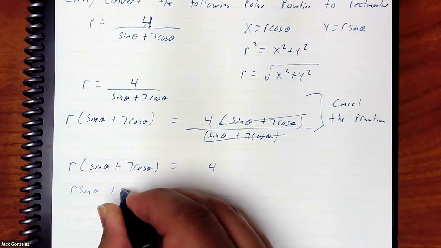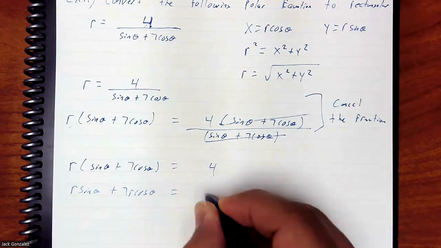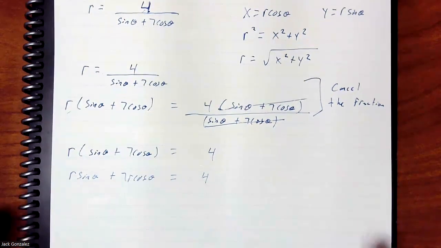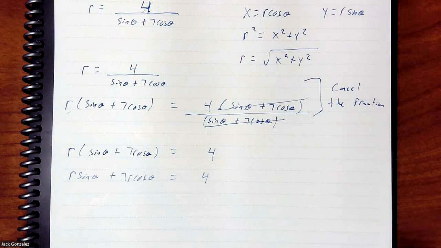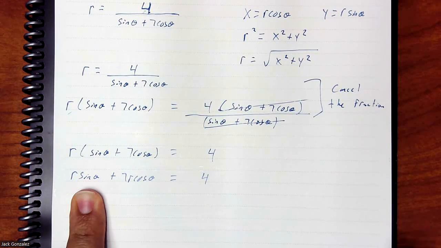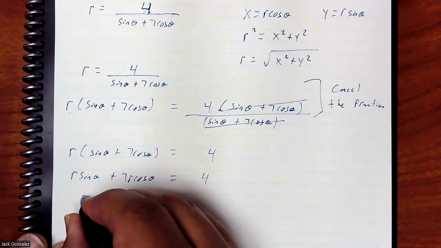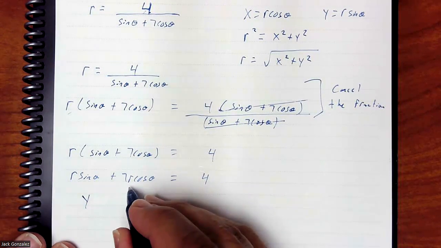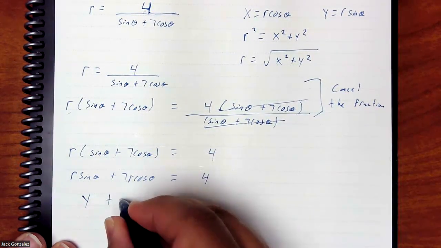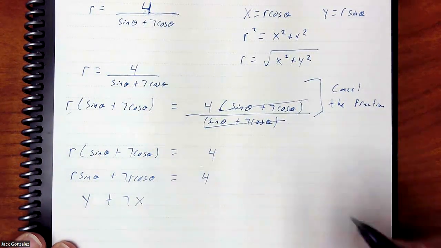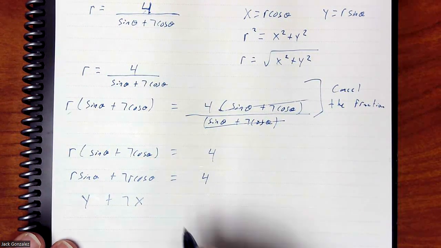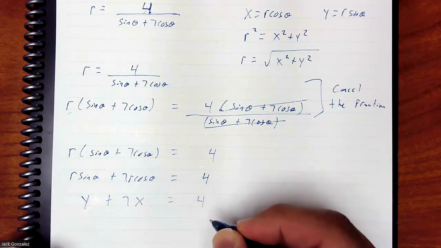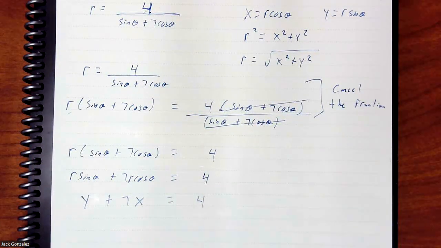So at this point, just distribute. Do you see now that we can convert, right? What is R sine? Yeah, we're pretty much good. R cosine is right there. So do you agree that this is 7x? We no longer have any R's and thetas or sines or whatever. We are now in rectangular. So that's the goal.